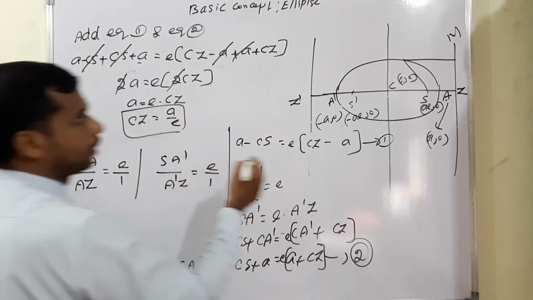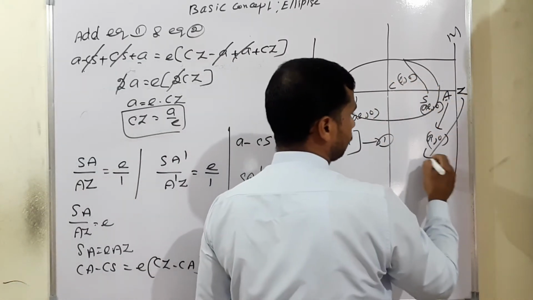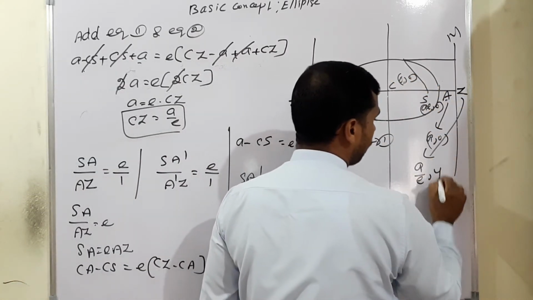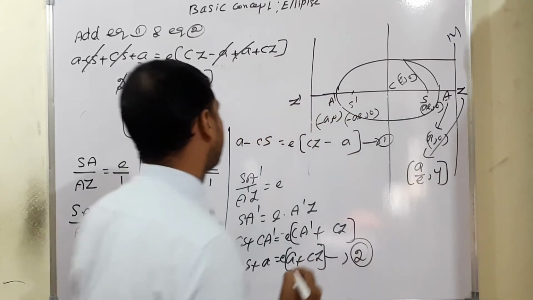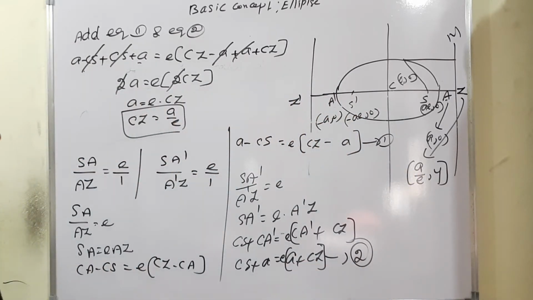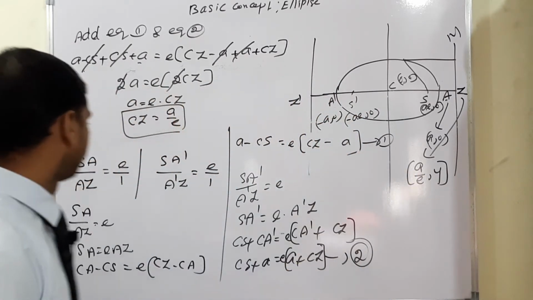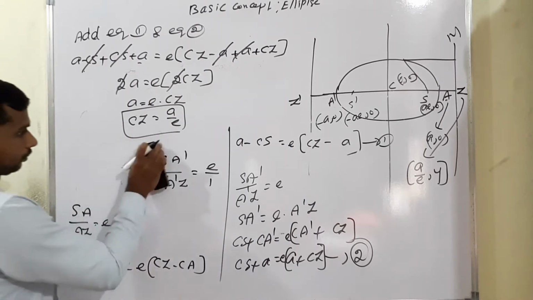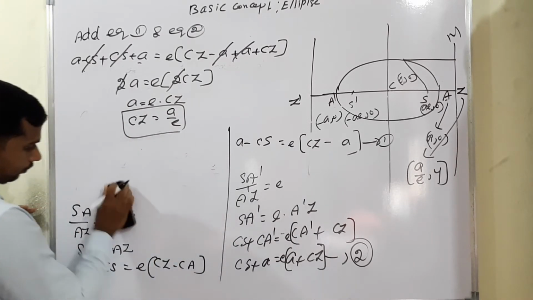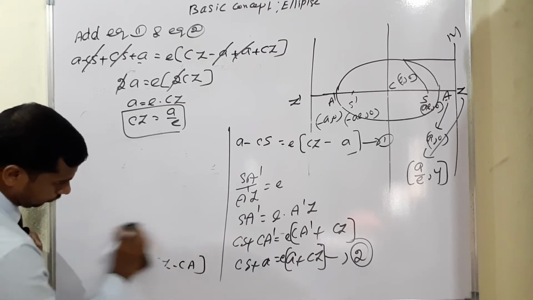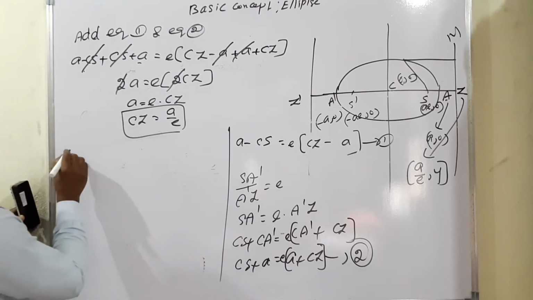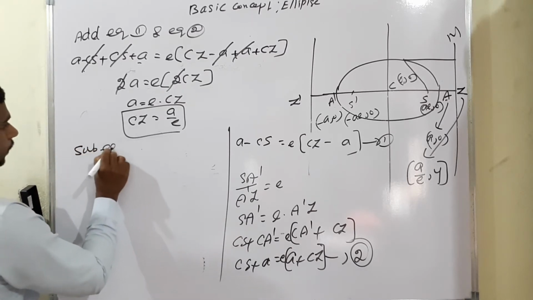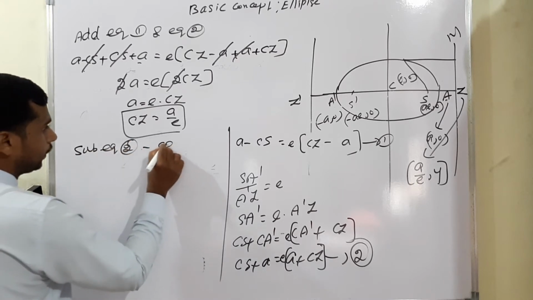This is the point of the fixed line. The fixed line, the Z means what is the meaning? A by E comma Y. Okay. Now subtract, add is over. Subtract equation 2 minus equation 1.